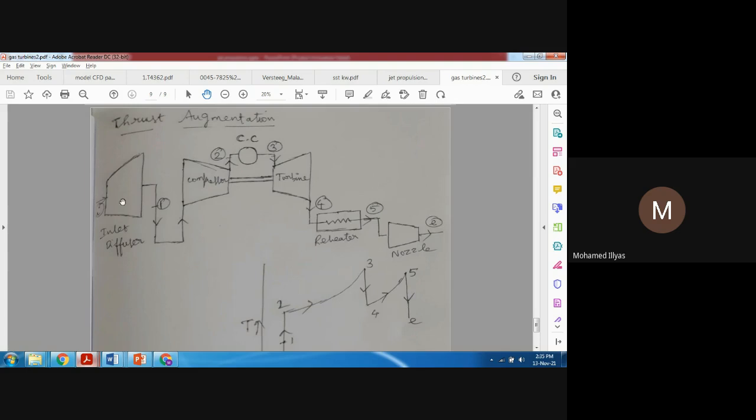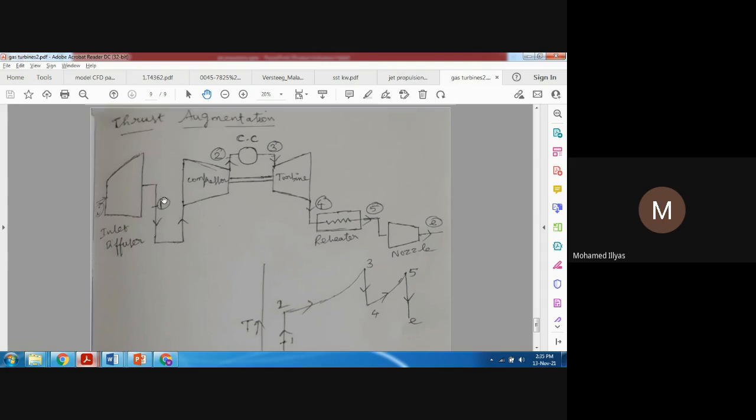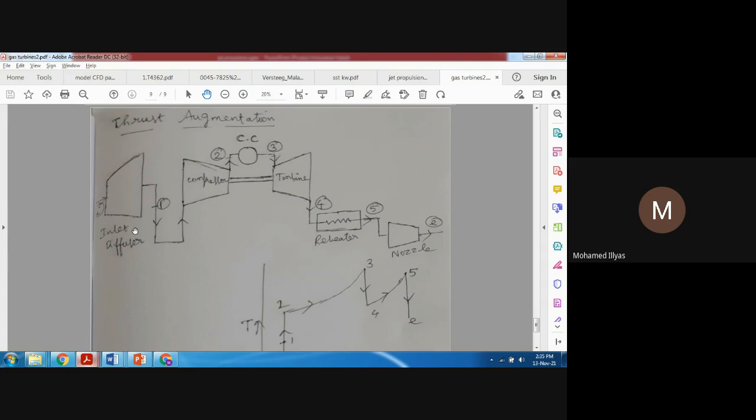Considering our jet engine, we have the inlet diffuser, after that the compressor, combustion chamber and turbine. We use this reheater, and finally we have the nozzle. We know the thermodynamic processes involved in this jet engine. The diffuser is used for raising the pressure of the incoming air, so the air pressure is increased, and it is further increased here.